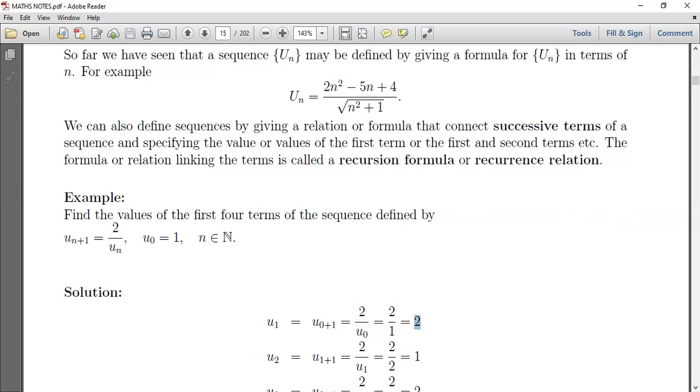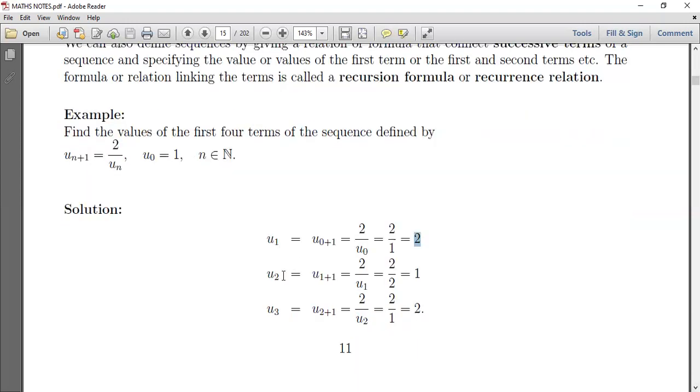Then when you want to get u2, for you to get u2, you need u1. For you to get u1, you need u0. That's why u0 is given. For us to calculate u1, we have used u0. So for us to calculate u2, we need u1. And how do you calculate u2? We use this formula: u(n+1) is equal to 2 over u(n), which is 2 over u1. And u1 is there as 2. So it's 2 over 2, which is equal to 1.